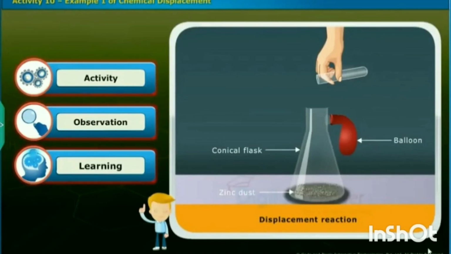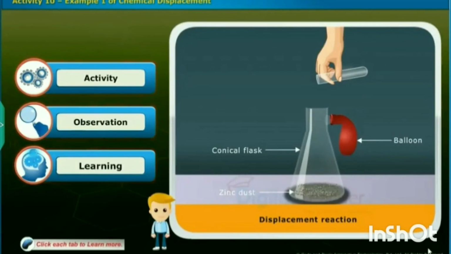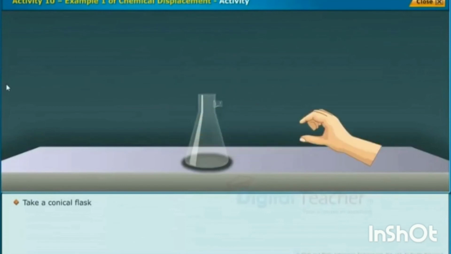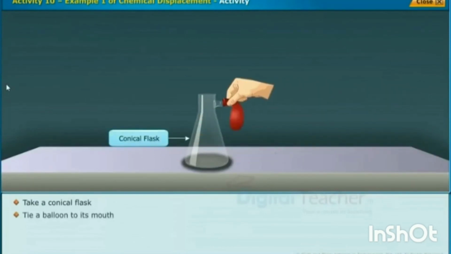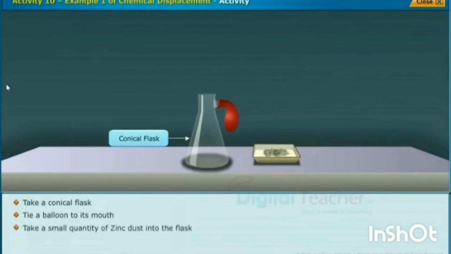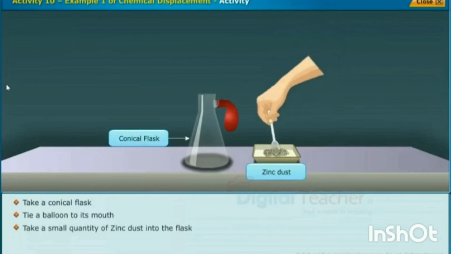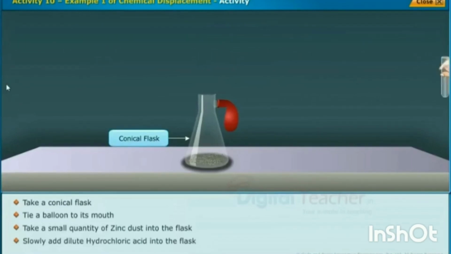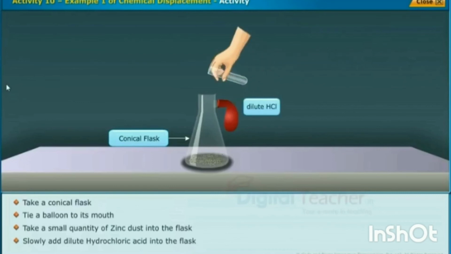So let's move to the third type of chemical reaction, that is displacement reaction. Here we will perform an activity to study displacement reaction. Let's take a conical flask, tie a balloon on its mouth. Take a small quantity of zinc dust in the flask. Slowly add dilute hydrochloric acid into the flask. Put a cork on the flask and now observe the changes.